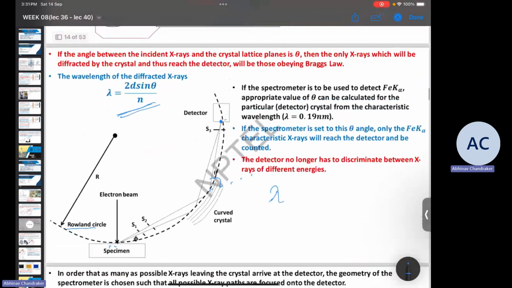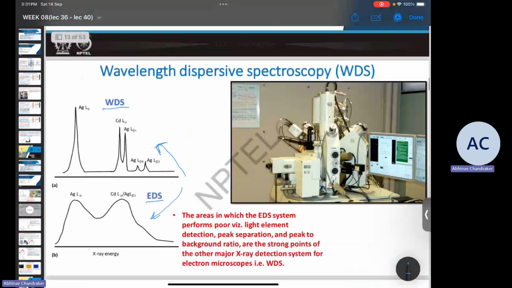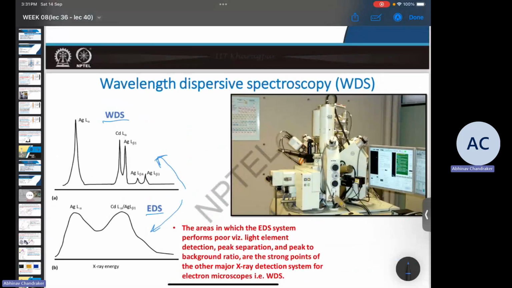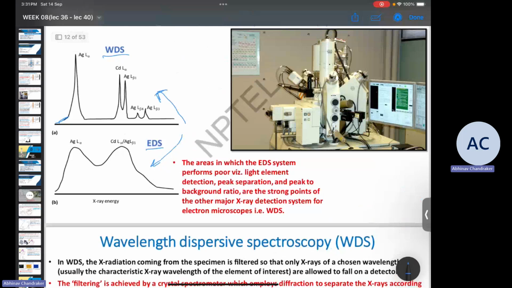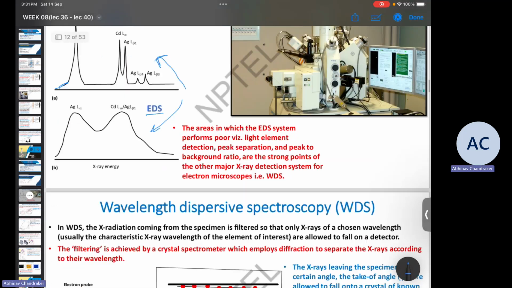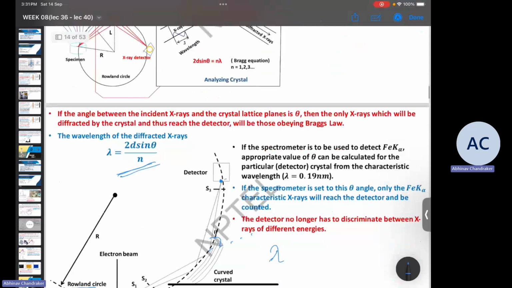So the major advantage of this is firstly, as shown here, that since we are using single crystals of known d-spacing, the quality of the results we get is much higher here. The different peaks that we measure are much sharper, so it is possible to get more accurate information regarding the composition of the specimen.